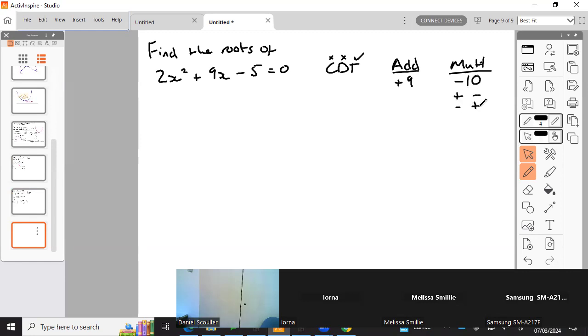Okay, that just reminds me that one of them has to be positive and one negative. 1 and 10, 2 and 5, that's all. And then it's going to be positive 9, so it's going to be negative 1.